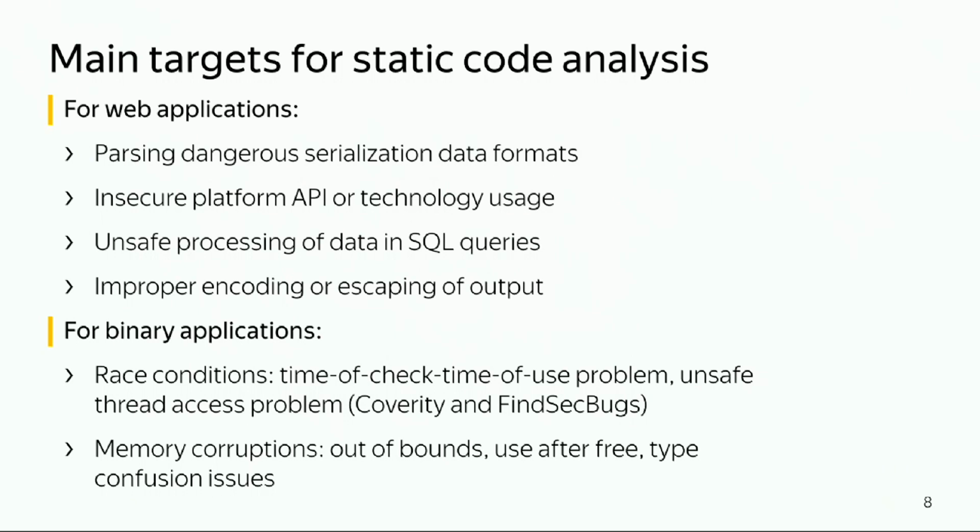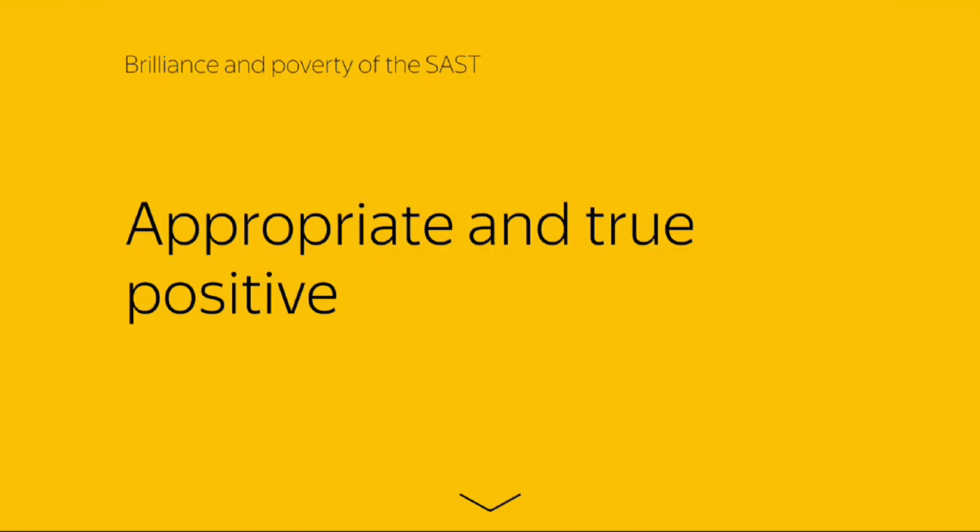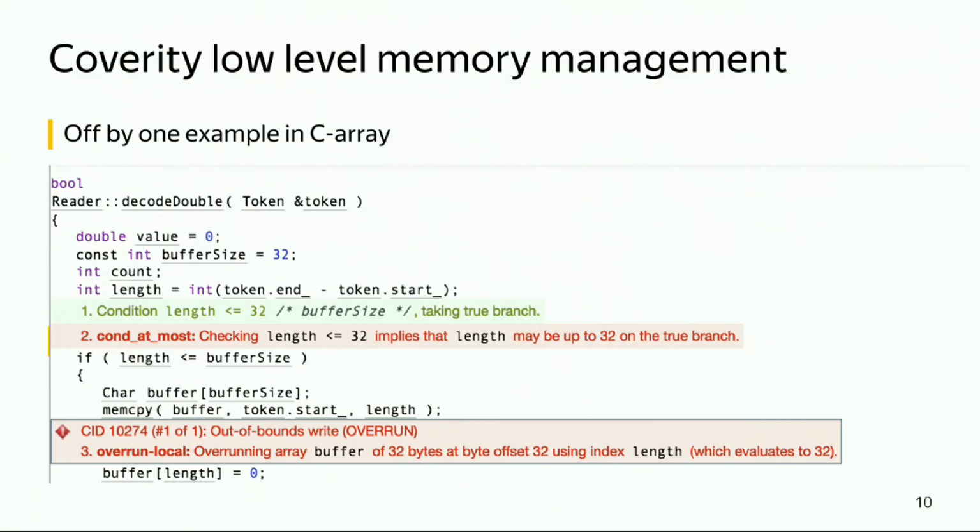For binary applications, we want to find race conditions and memory corruptions, but I have a teaser for you. Memory corruptions are very hard to find effectively using SAST. Okay, let's look at some examples.